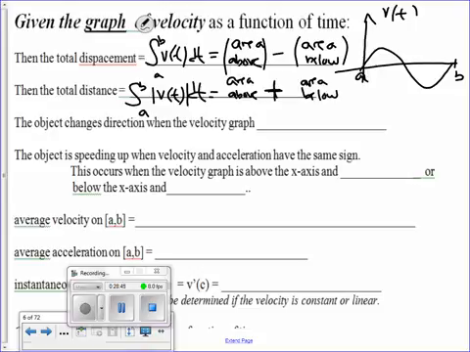Okay, an object changes direction when the velocity graph. How would you know when looking at a velocity graph when the object changes direction? Crosses the x-axis. I could say t-axis, but we're all thinking x-axis. All right, so it actually has to cross. It can't just touch and go back. It has to actually cross.